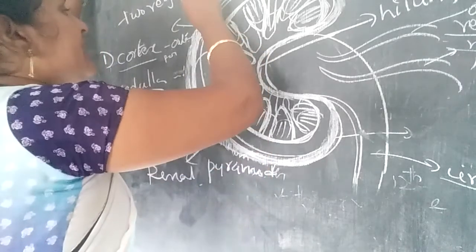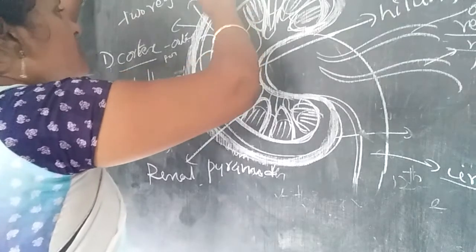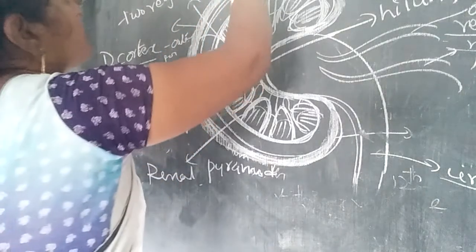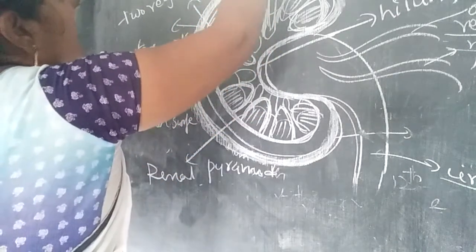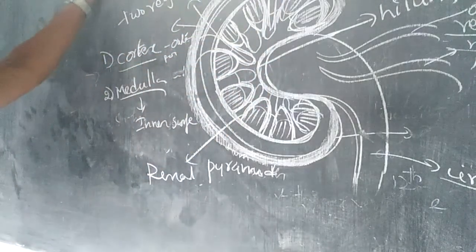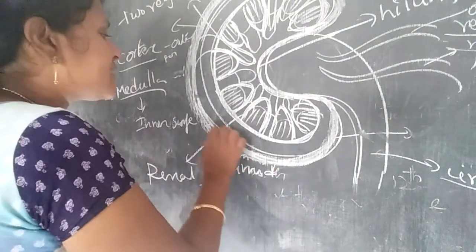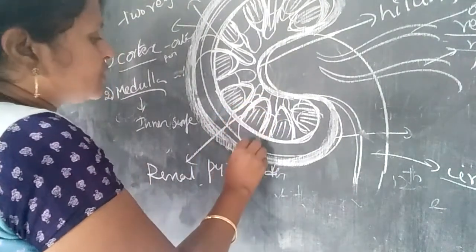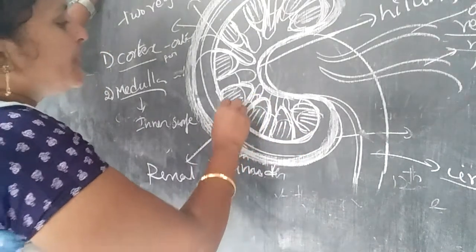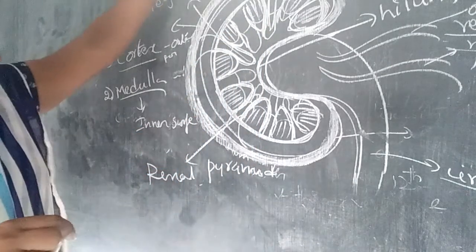These look like columns, so they are also called columns of Bertin. So what are the columns of Bertin? In between the pyramids, the cortex is projected into the space between the pyramids. That is called the columns of Bertin.